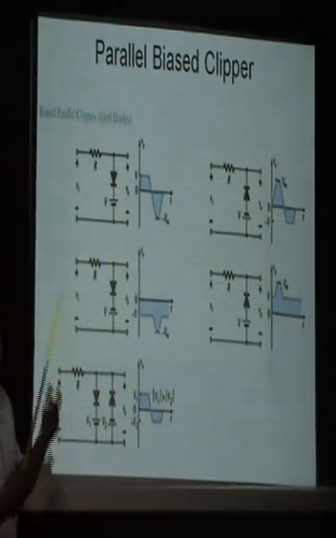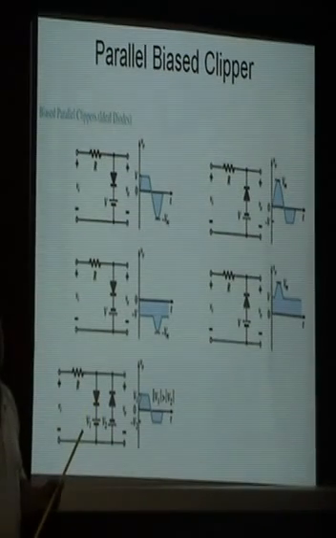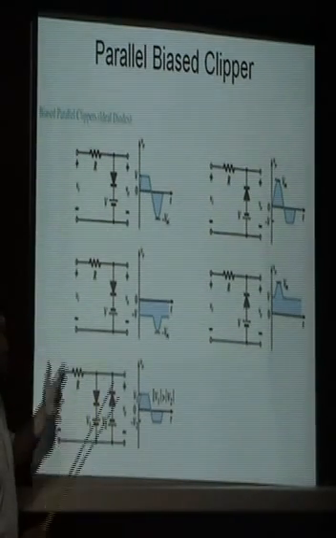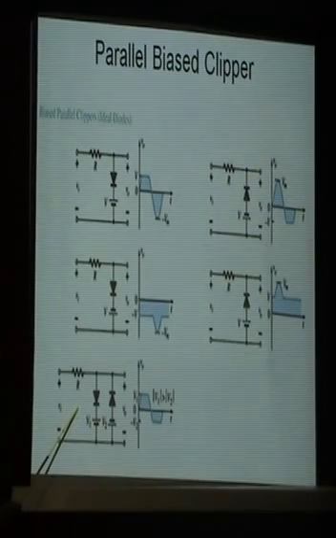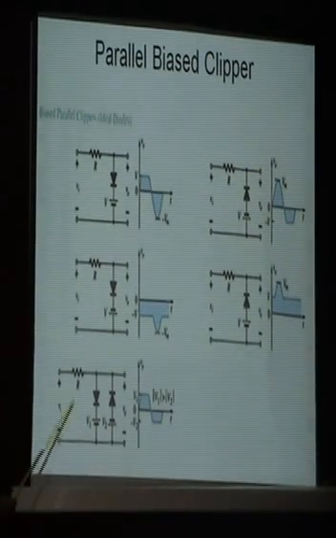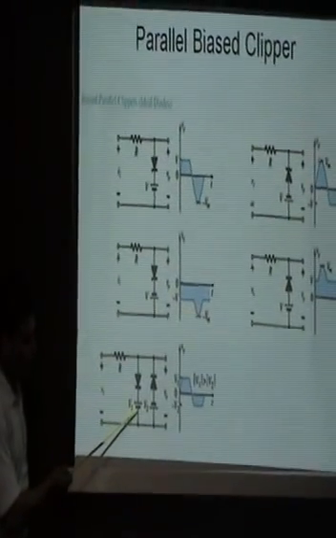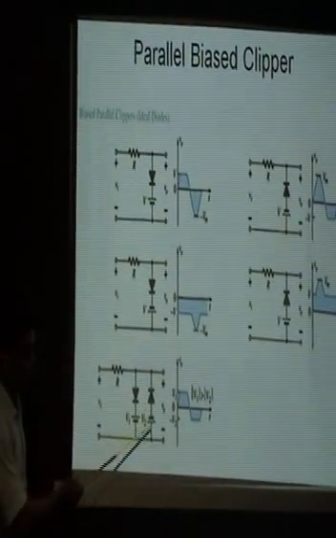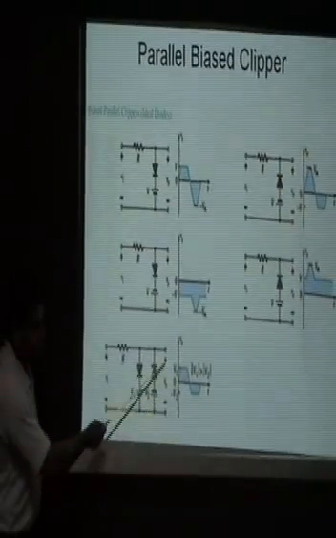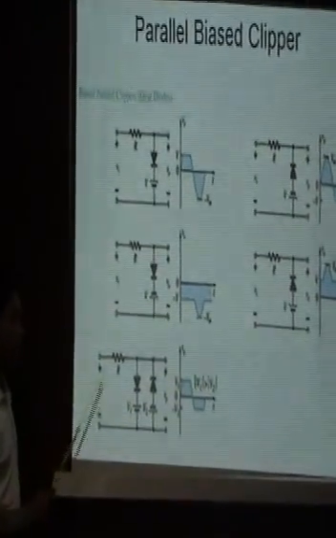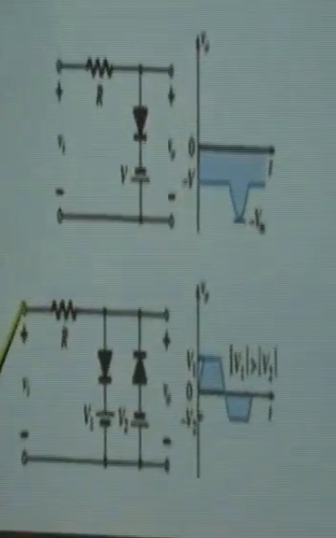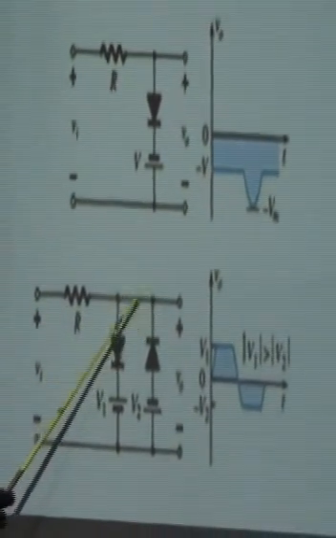Now if we complicate the circuit, then what happens? Now this is a little bit bigger circuit. Here it shows the Vi, the R, the diode with battery V1, this diode with battery V2, and what is the output? As we know, the current always follows the path of minimum resistance.